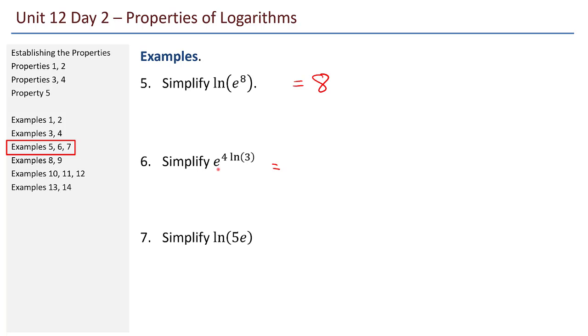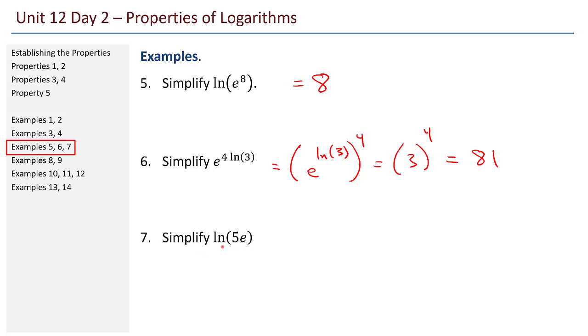e to the 4 times the natural log of 3. Well, I know how to handle e to the natural log of 3. That would be nice. Oh, but in fact, I can see that this whole thing looks like e to the ln 3 raised to the 4th. Inside the parentheses, that thing just becomes 3. So I have 3 to the 4th, and I get 81 there.